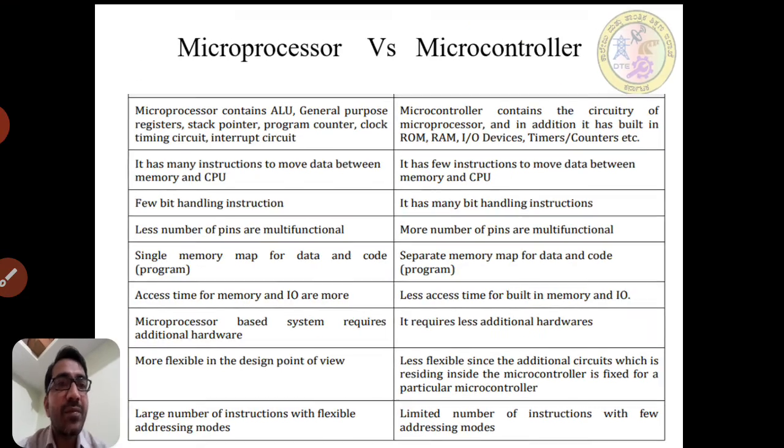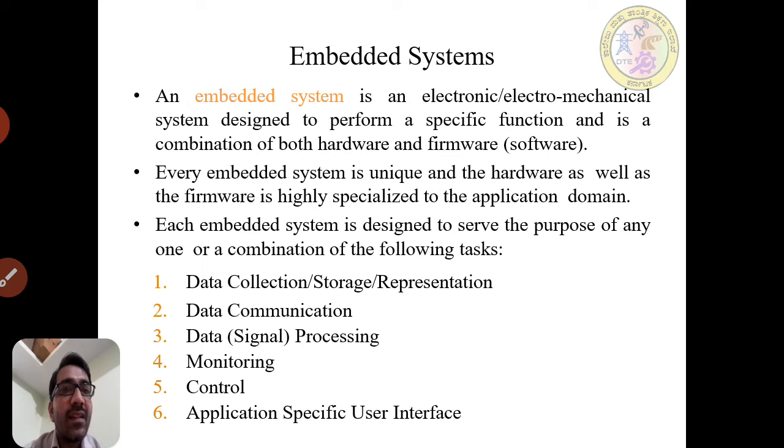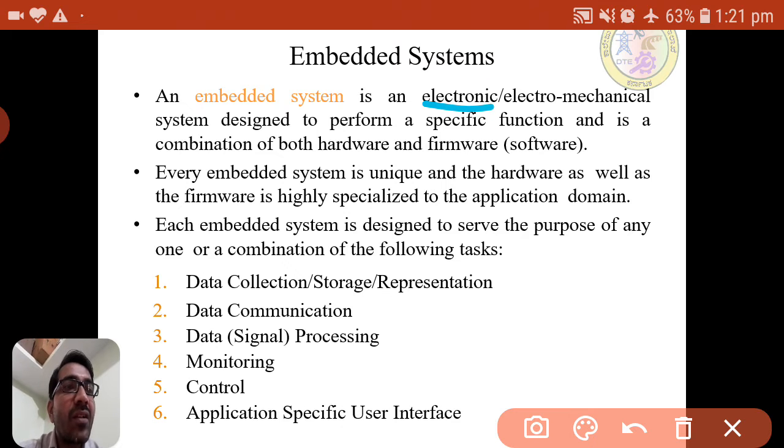Okay, the next one, embedded systems. What is an embedded system? An embedded system is an electronic, or we can call it electromechanical, system which is designed to perform a specific function, and is a combination of both hardware and software.